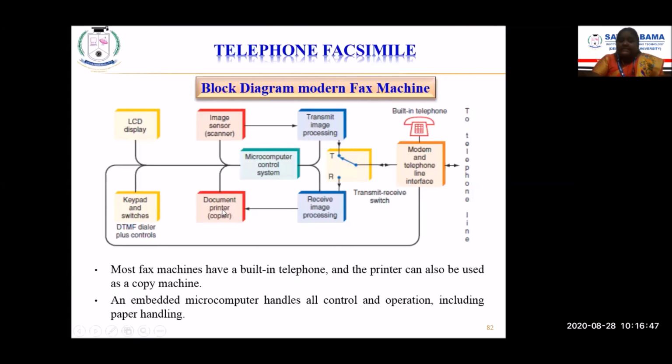So the fax has an operation similar to that. The only thing is we make use of the telephone lines for transmitting and receiving purposes. And there will be an embedded microcomputer which handles all the control and all the operations, including paper handling. There will be a kind of printer, with dedicated paper inserted. Whenever a fax is being received, automatically it will be printed and we can take it and read it. So this is the functionality of the fax machines. That is about the telephone facsimile.